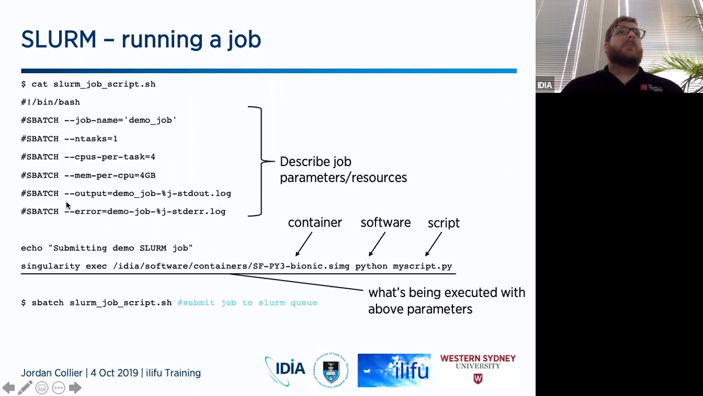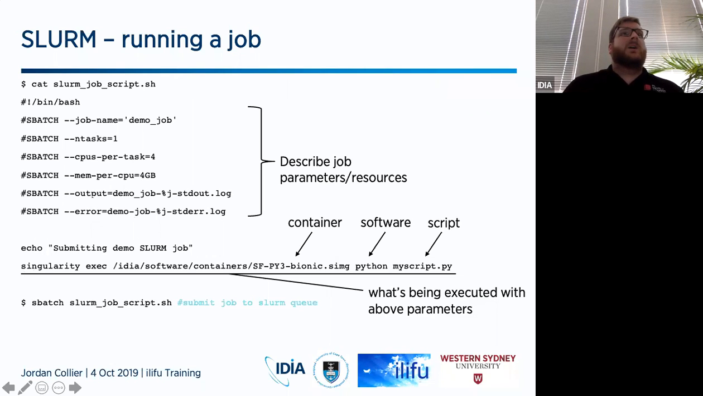I write this output file. So this is where standard out is going to go to. What would normally print on your terminal goes to a file, and you can read it there. You can view it in real time while the job's running. And then I write my standard error, which again is usually printed to terminal when an error happens. I write that to a separate file. So that's what these parameters are describing.